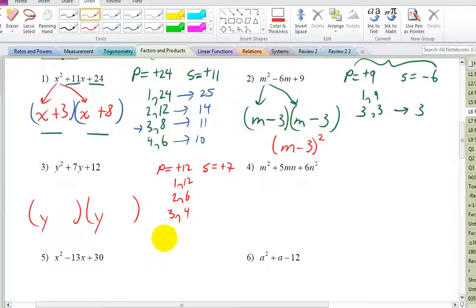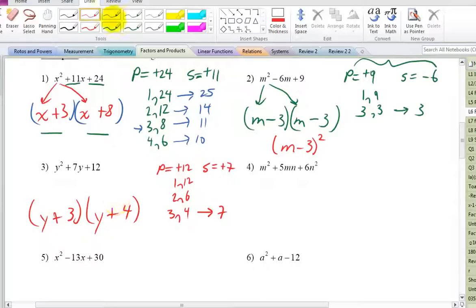Okay. Roxanne, what do you think? Bingo. All right, 3 and 4 give you 7. Easy peasy, lemon squeezy. 3, 4. Are they both negatives or both positives? Yeah, both positives.